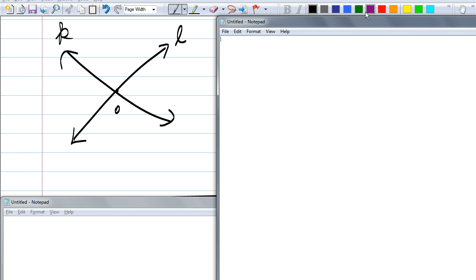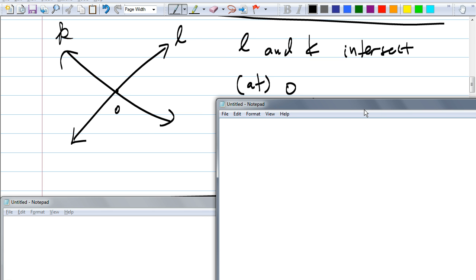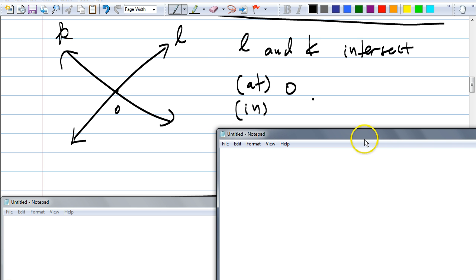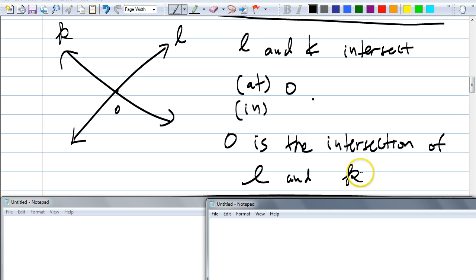Okay. So what about this diagram here? We've got two lines intersecting at point O. One way to describe this is: L and K intersect at point O. So even if I didn't give you this diagram, but somewhere on your homework or on your test or in your book it says L and K intersect at point O, this is the sort of picture you should think about. Also, they could say L and K intersect in O, same thing. They could also say O is the intersection of L and K. That's another way.